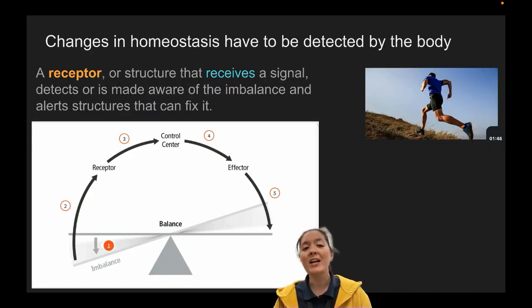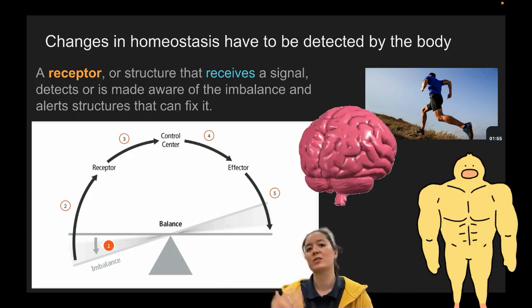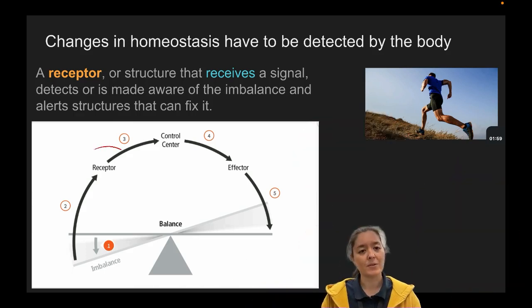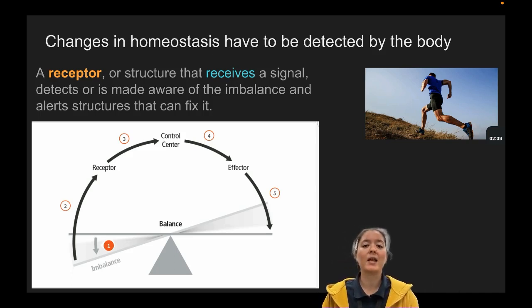So, changes in homeostasis have to be detected. And in order to be detected, our brains and the rest of our bodies need to be aware of what's going on. A receptor is a structure that receives a signal. It detects something that happens that throws our body out of balance. And when it does that, it's able to alert or make aware the things in our bodies that can fix that balance problem.